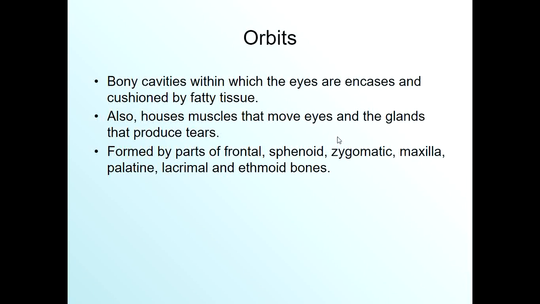Your eye sockets are a very special structure, but they're not made of their own bone. Instead, you'll see that the orbits, or eye sockets, are made of kind of a mashup of the frontal, sphenoid, zygomatic, maxilla, palatine, lacrimal, and ethmoid bones. So it's kind of like they all fuse together and form these sockets where your eyes can sit. And there are muscles all throughout that area so that you can move your eyes around. And then, of course, you have glands that allow you to produce tears.